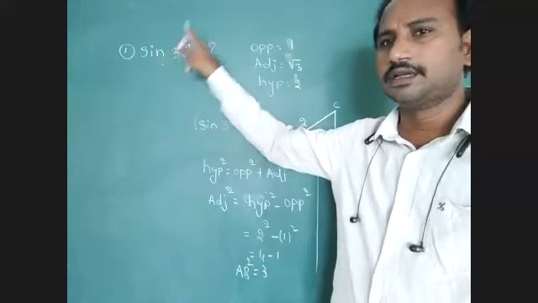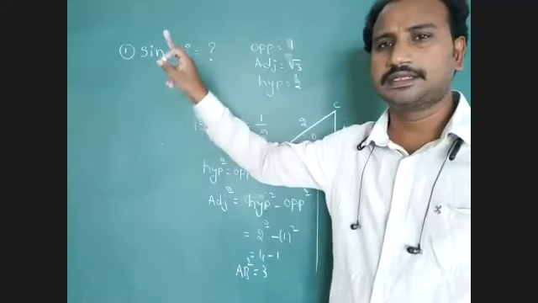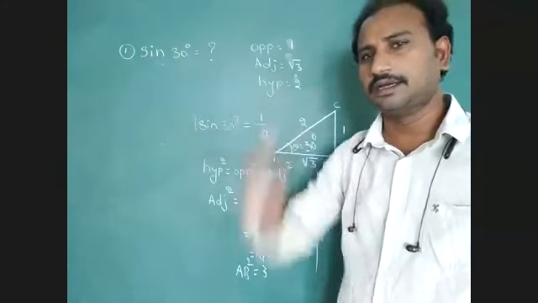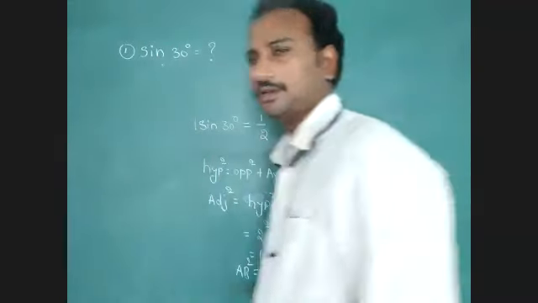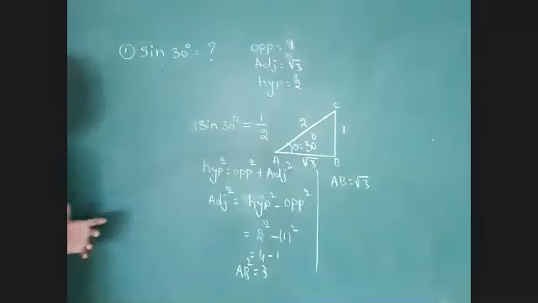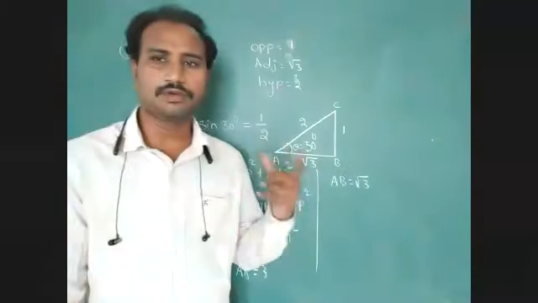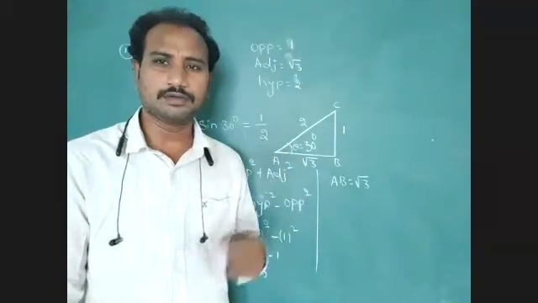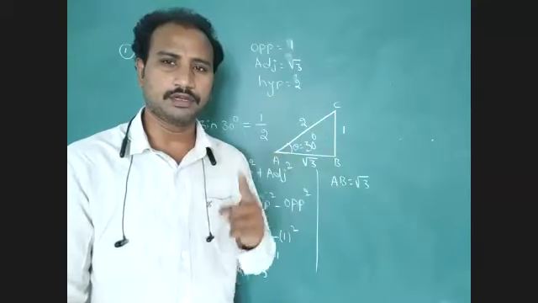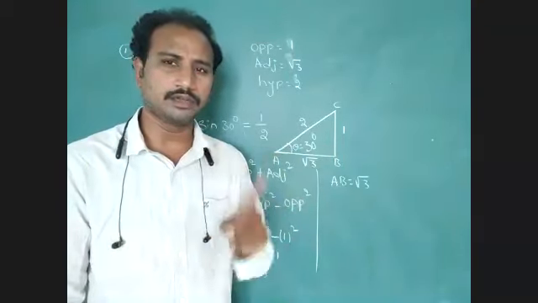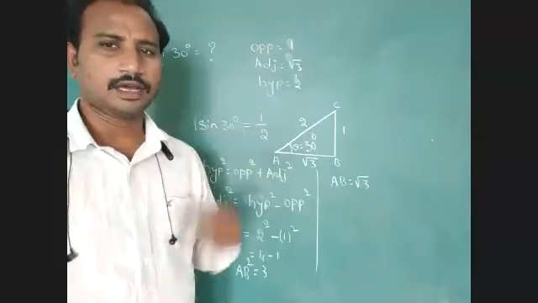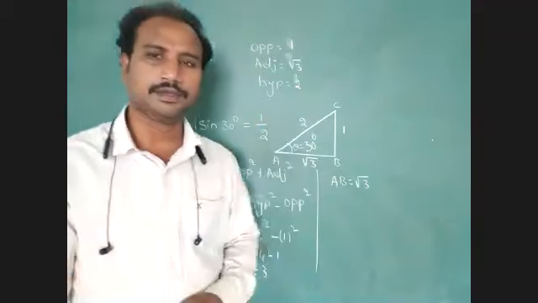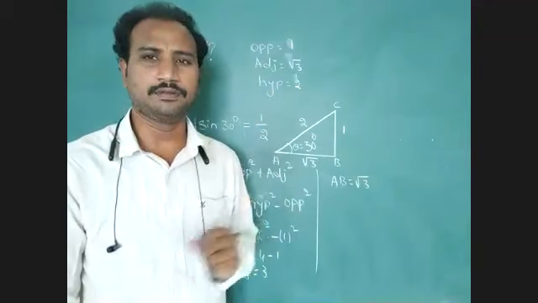Sine 0 degree, sine 30 degrees, sine 45 degrees, sine 60 degrees, sine 90 degrees. Sine 0 degree value equal to 0. Sine 30 degree value equal to 1 by 2. Sine 45 degree value equal to 1 by root 2. Sine 60 degree value root 3 by 2. Sine 90 degree value 1. Okay, I already explained that table for you. You have to learn these points; they are very, very important.